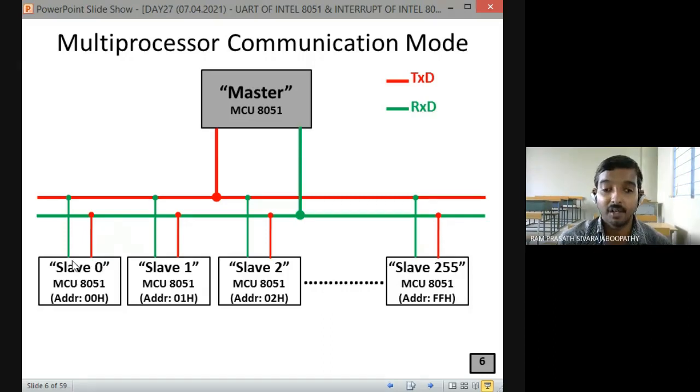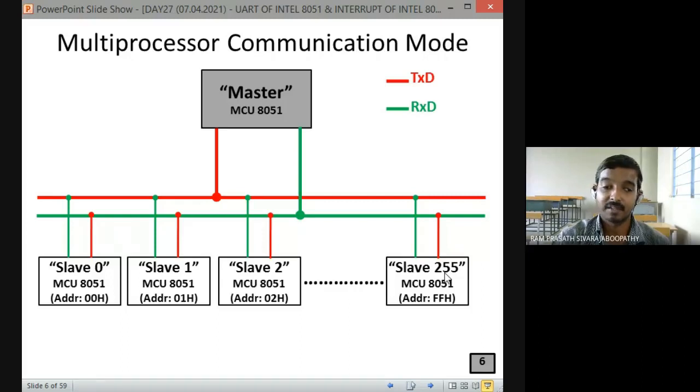Yes, fine. Now we are going to discuss about the multiprocessor communication. So this configuration we call it as multiprocessor communication mode. You can see master is not provided with any address, but all slaves are provided with an 8-bit address. Yes or no? All slaves are provided with an 8-bit address. How I have addressed the slaves? 00H for slave 0, 01H for slave 1, up to FFH for slave 255.